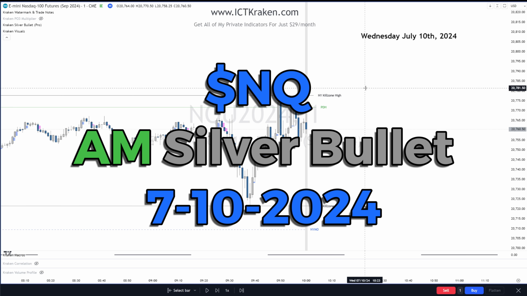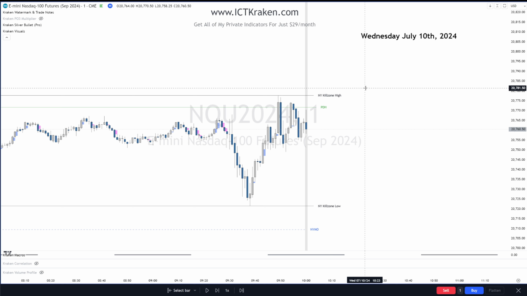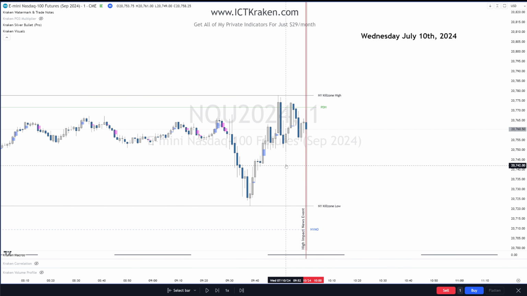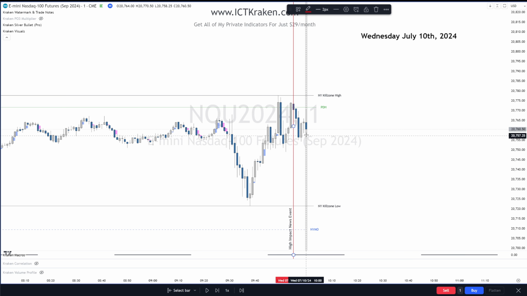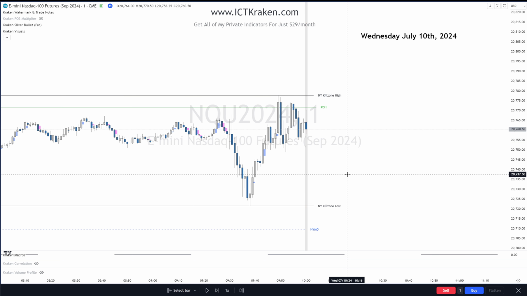Today I want to go over the AM Silver Bullet on Wednesday, July 10th. Okay, so the first thing we did, we actually had news at 10 o'clock. I usually put a vertical line for high impact news when I'm live trading. I do that when I'm coming up to it, and then I remove it after it's over because I want to see the candle do that. But you see this, we had high impact news, and look, it was so lackluster, it was disappointing. Just wanted to show you that we had high impact news that day. Now that's over. There you go. High impact news is gone.